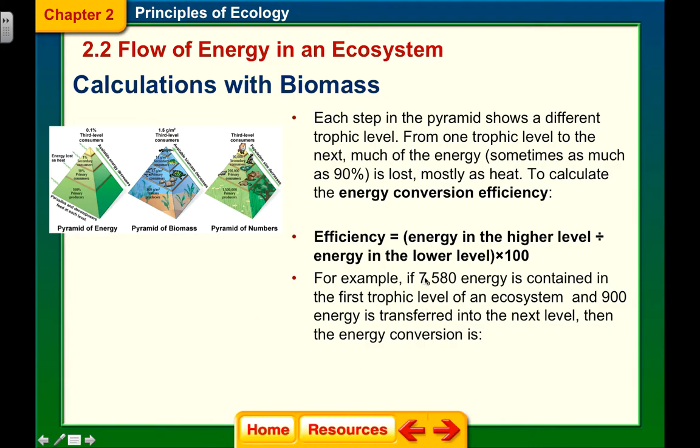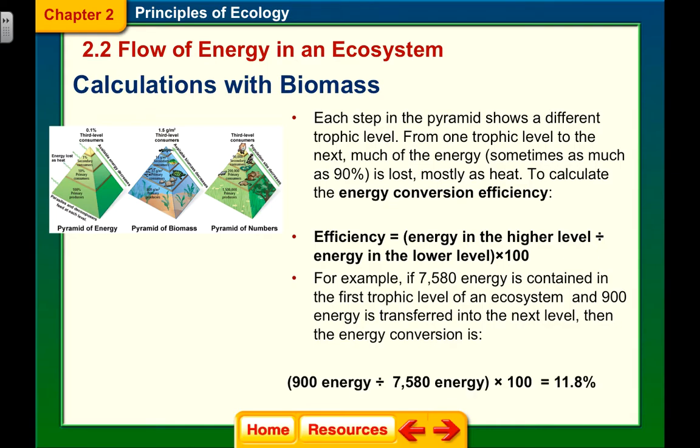So for example, if 7,580 energy is contained in the first trophic level of an ecosystem and 900 energy is transferred to the next level, then, and this is where you get to pause and do the calculation and try it out. So do that now, and then we'll move on.